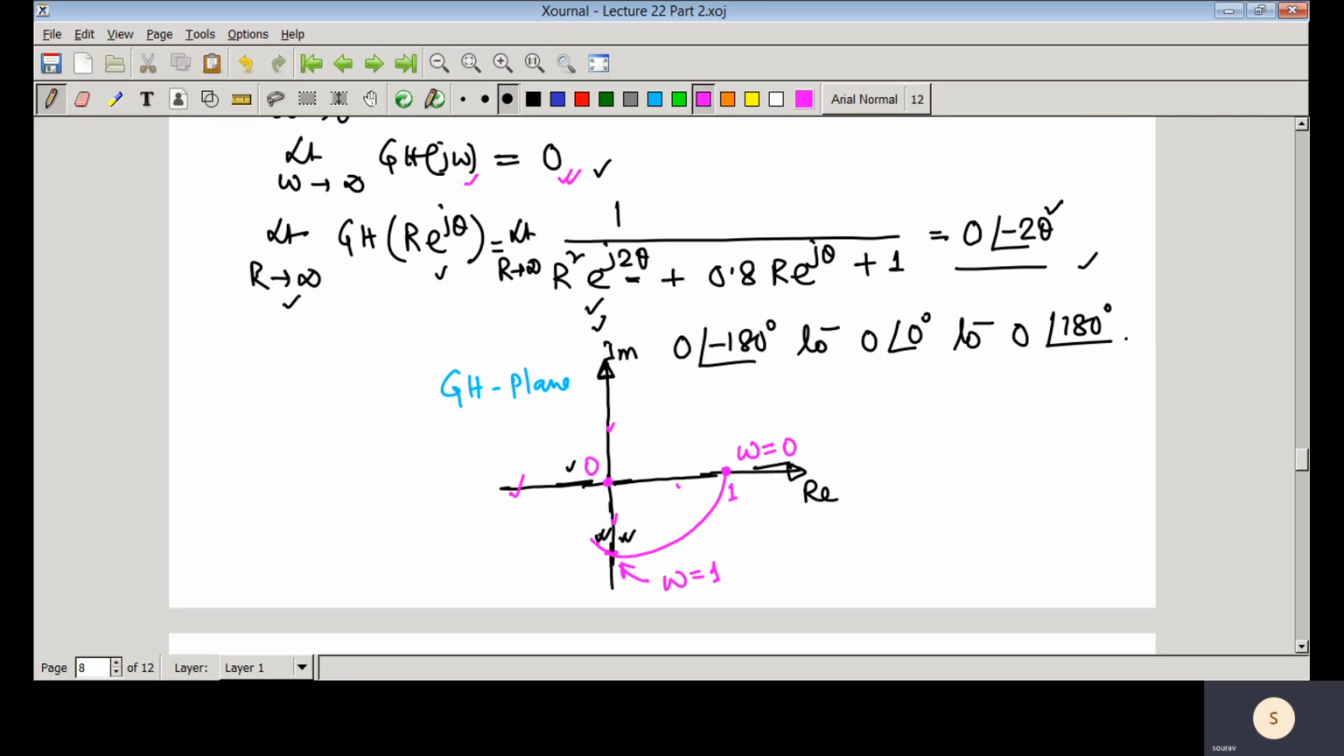So it will come to the origin. So now the point is origin. So it would come here or here. So any point it can come. So now we can see this particular thing.